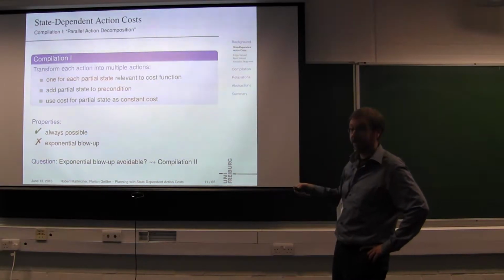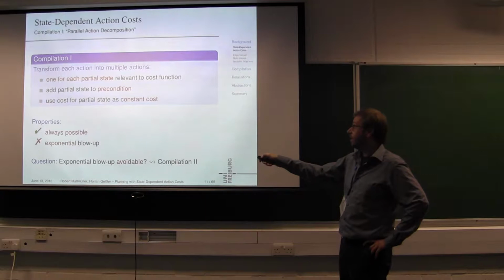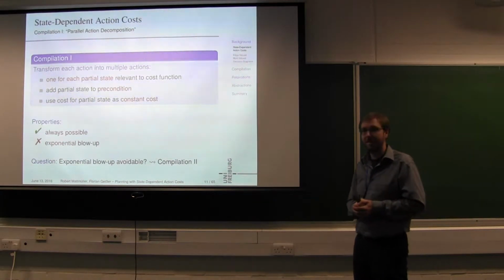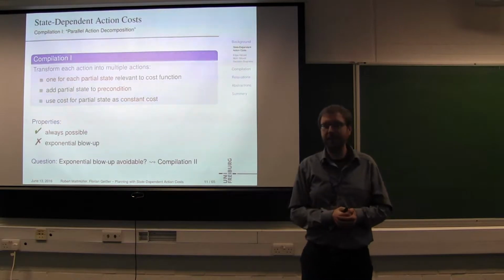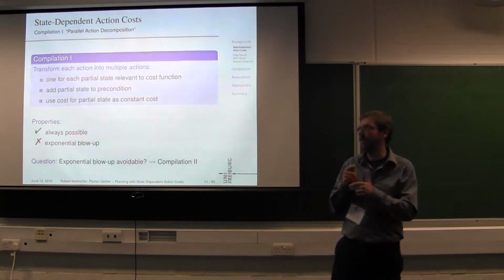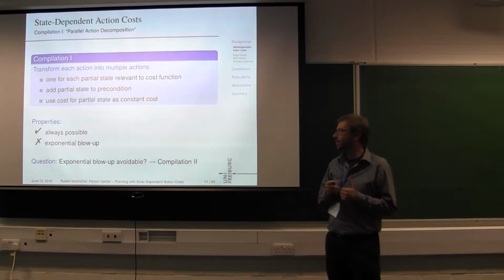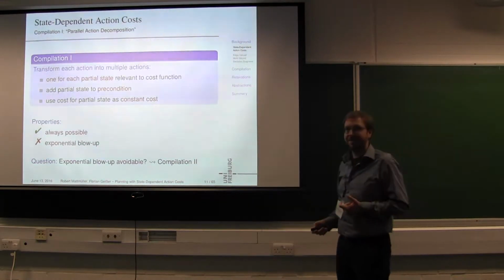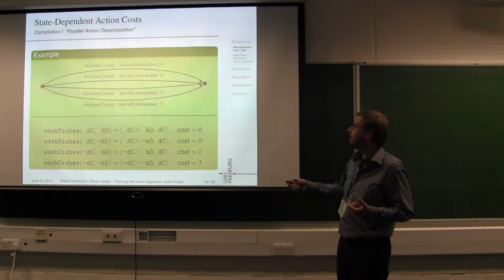You add that partial state to the precondition and use the cost of that partial state as a constant cost of your new action. Now this compilation has exactly one advantage and one drawback. The advantage is it always works. You can always do it. The problem is you get an exponential blow-up. I mean, you see it here.